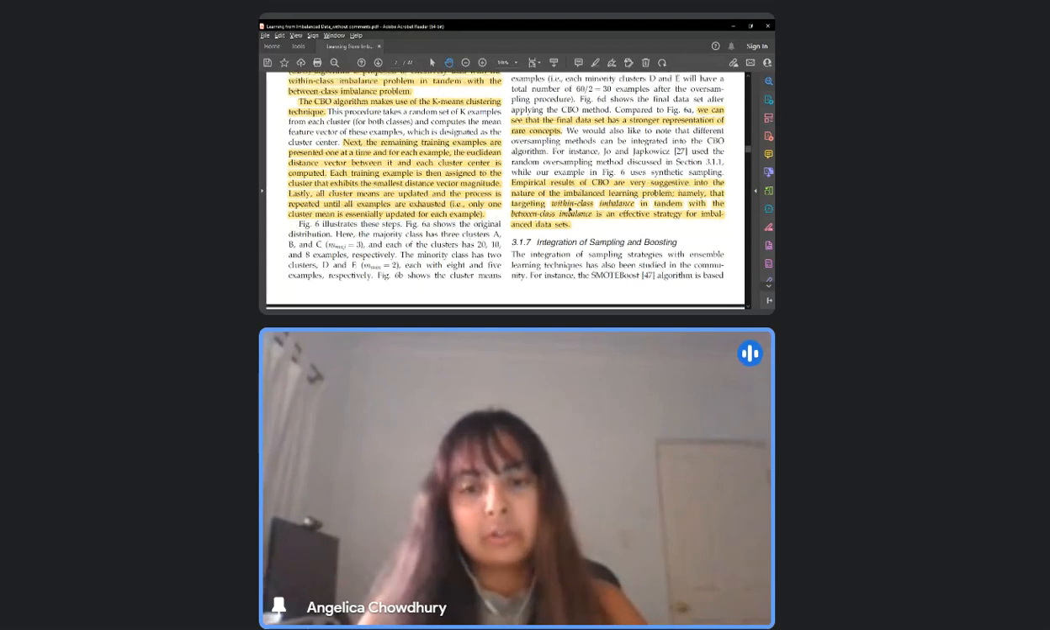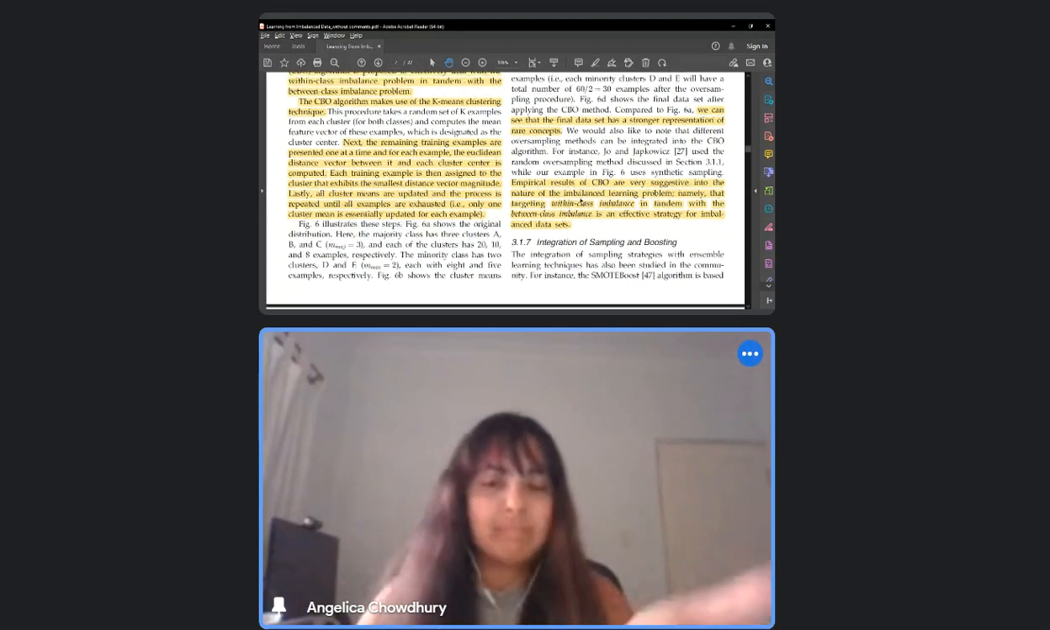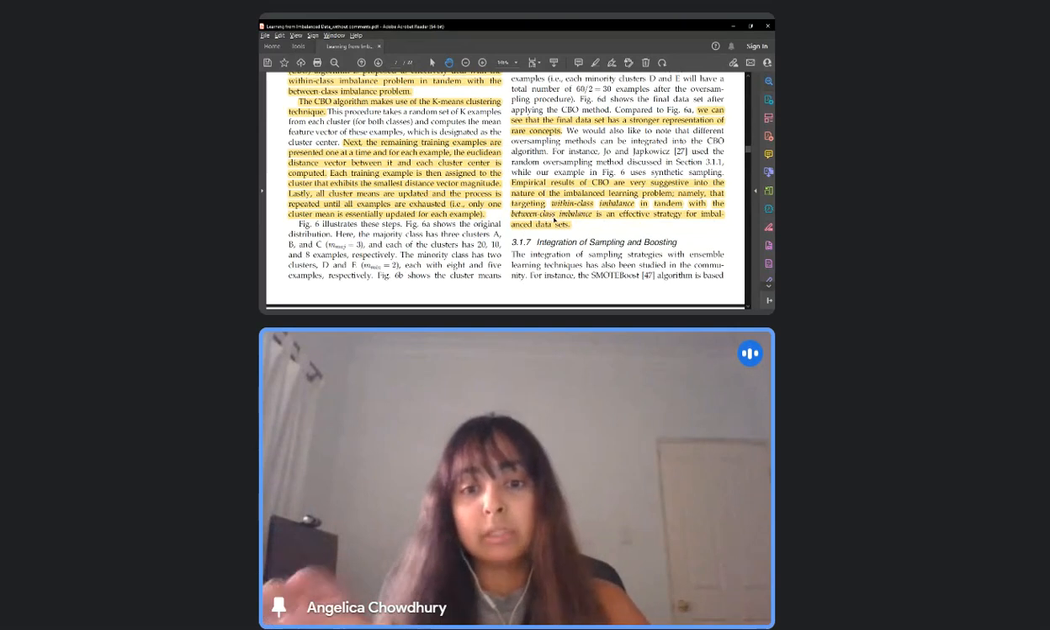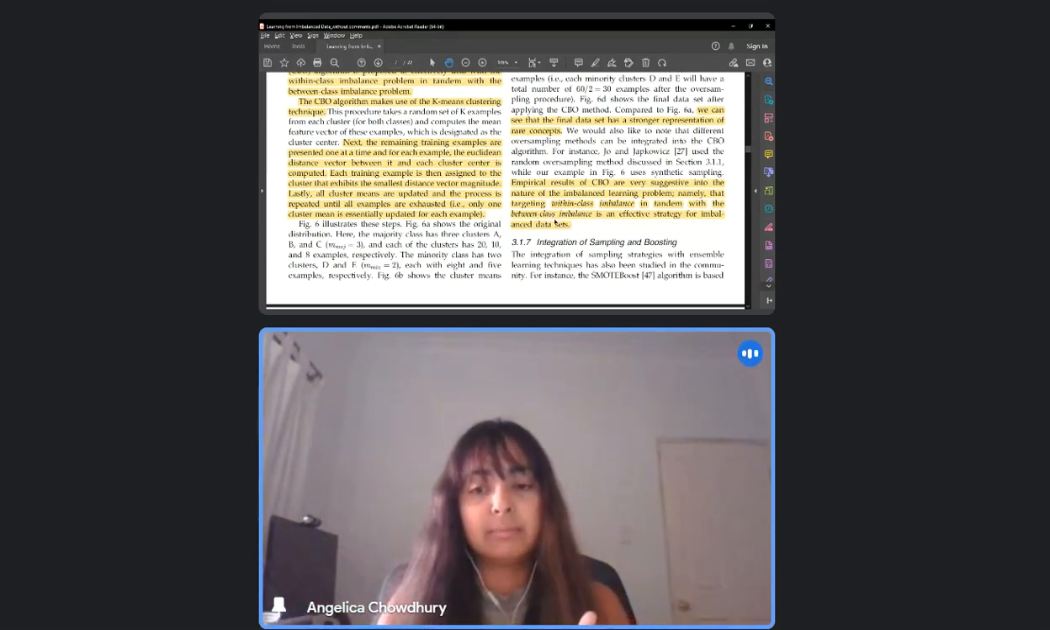And in empirical results, whoever experimented with this process has said that it has worked on the within-class imbalance problem, or the between-class imbalance problem, to come up with an effective strategy for handling an imbalanced data set.